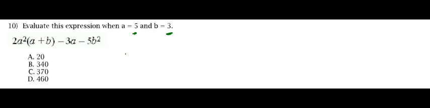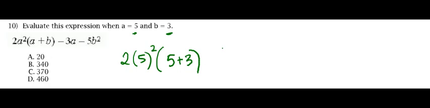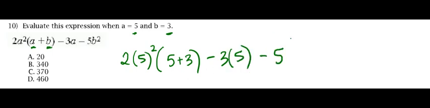So instead of 2A squared, I would do 2 times 5 squared. And it's going to be multiplied by A plus B, but that's going to be 5 plus 3. You can see I'm just plugging in. I put 5 in for A, 3 in for B. Minus 3 times A, so that's a 5. Minus 5B squared, B is 3 to the second power.